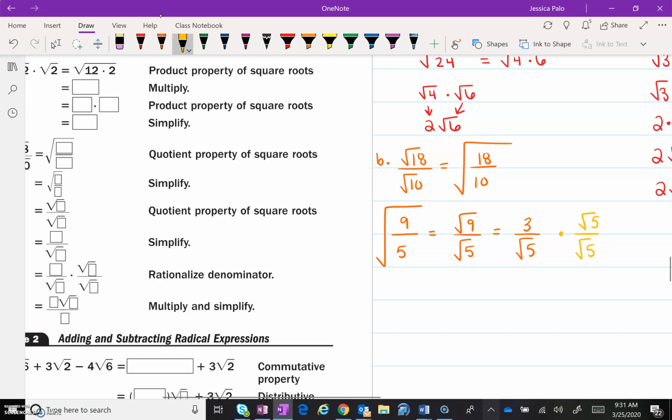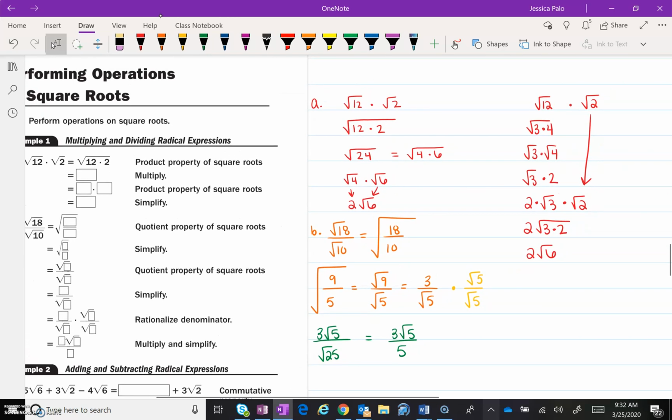When we do that, we get 3 times radical 5, which is 3 radical 5, over radical 5 times radical 5, which is radical 25. And then when we simplify, we get 3 radical 5 over 5. 3 radical 5 over 5 is your final answer.